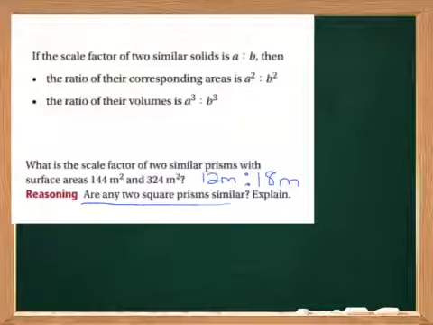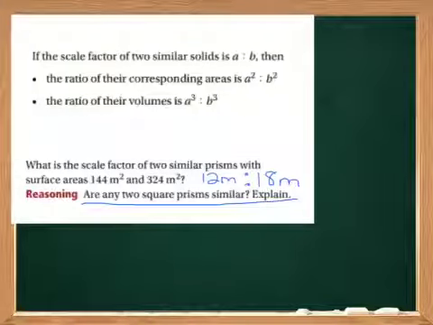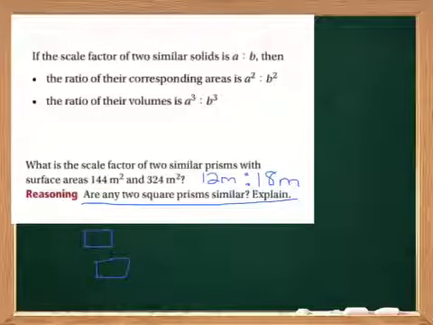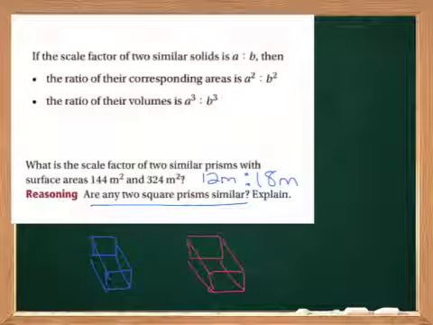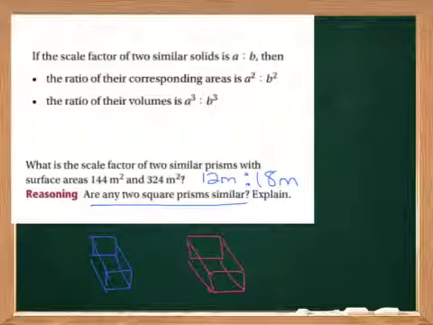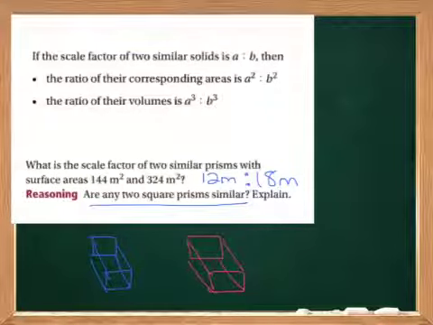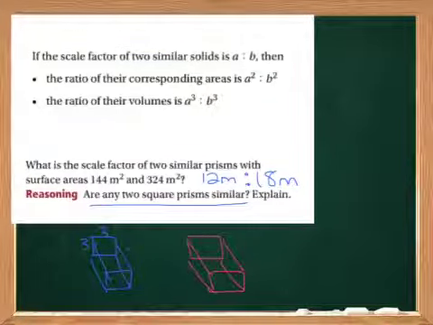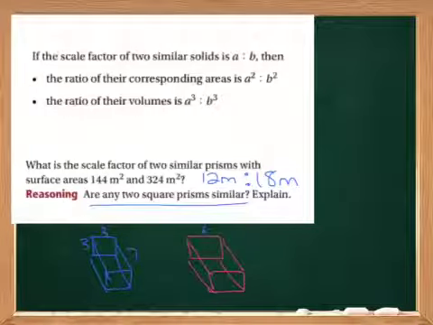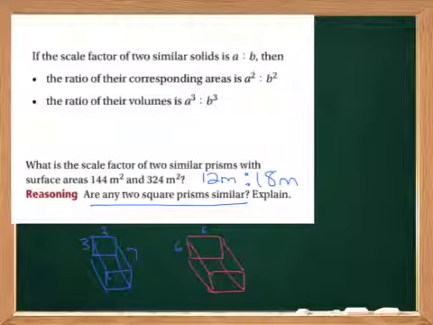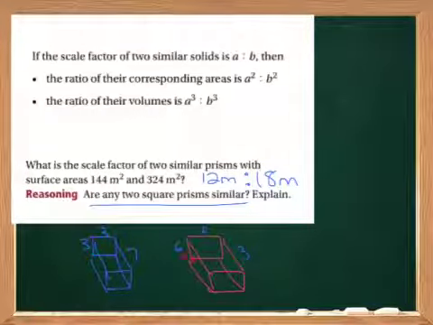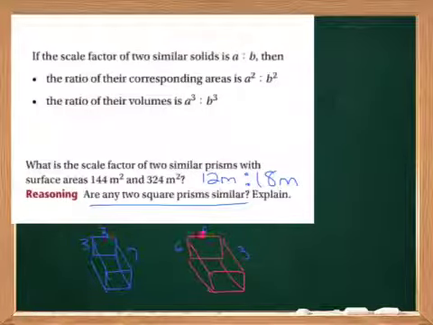Are any two square prisms similar? Well, let's say we have one square prism here, and another red square prism there. A square prism could have a base of 3 inches, let's say, but the height could be 7. This one could have a base of 6 inches, and the height could be 3. So they have bases which will be in proportion because all squares are going to be proportional, so all squares will be similar.